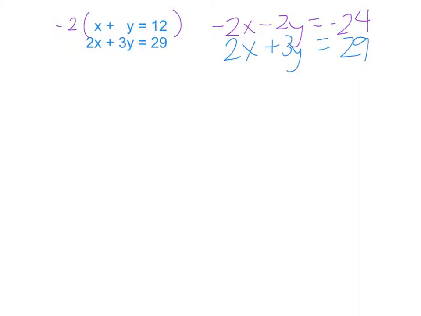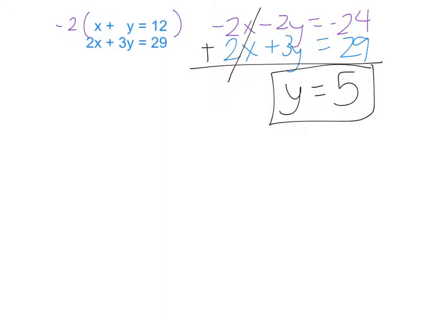And now we are going to add the two equations together. The x's will eliminate, which is what we wanted to happen. And then we can combine like terms. So -2y plus 3y is y. -24 plus 29 is going to be +5. So we know that y equals 5.